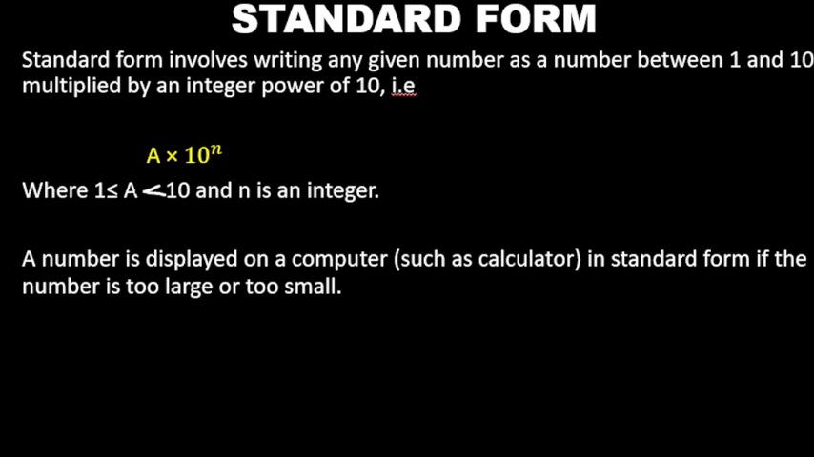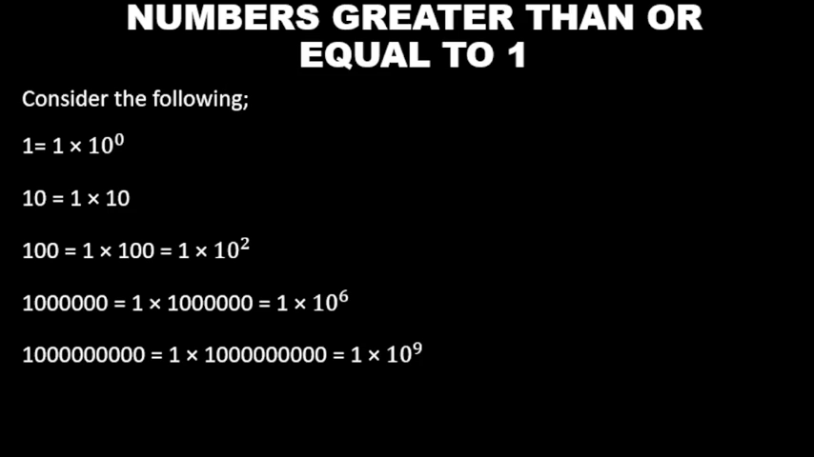A number can be displayed on a computer in standard form if that number is too large or too small to be displayed on the screen. Okay, you have seen this but you didn't notice. So let's take a look at these examples. How can we express numbers greater than or equal to 1 in standard form?